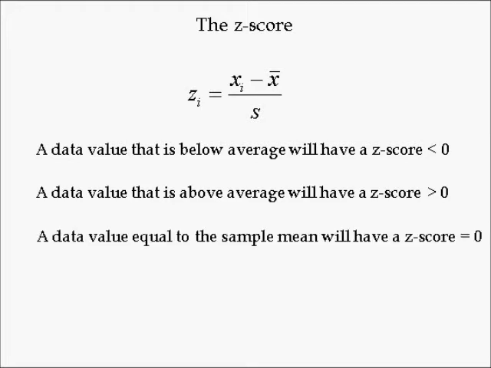A data value that is average will have a z-score equal to 0. If you are an average free throw shooter, your z-score is equal to 0.